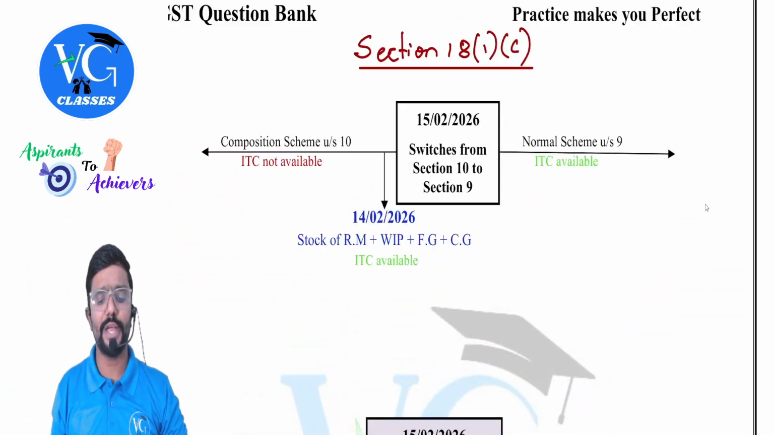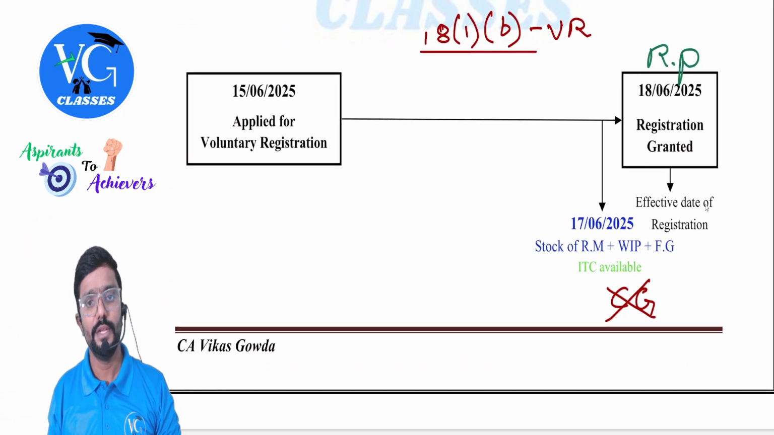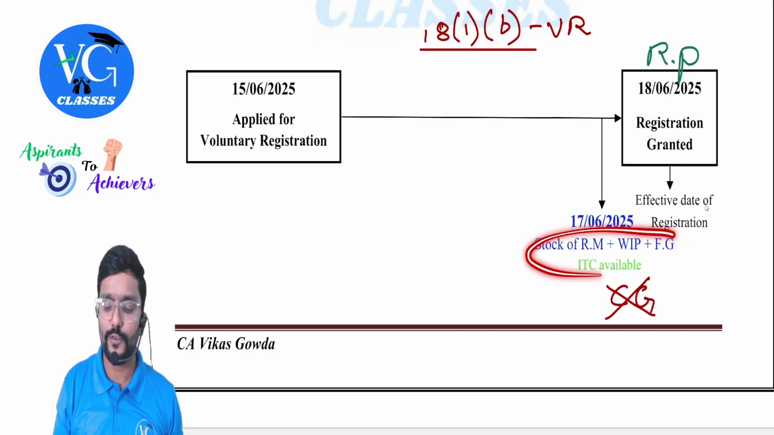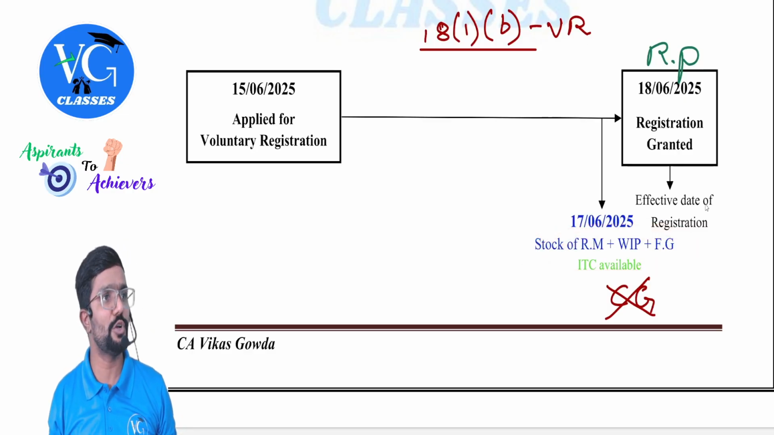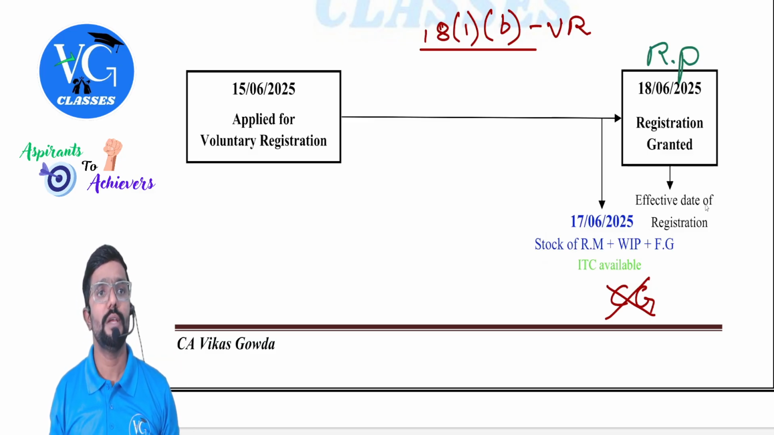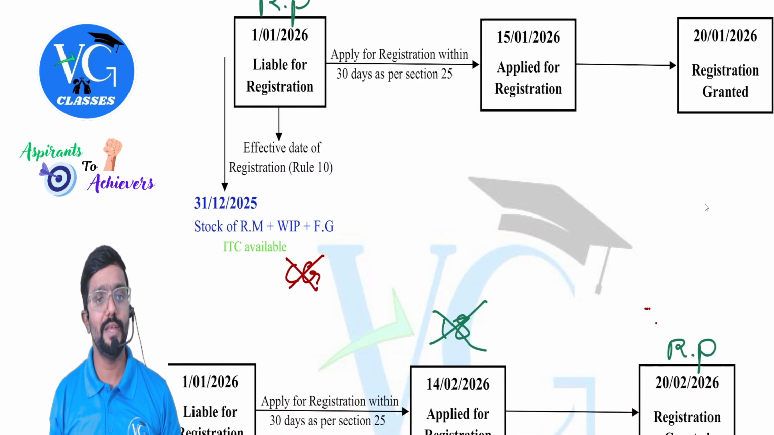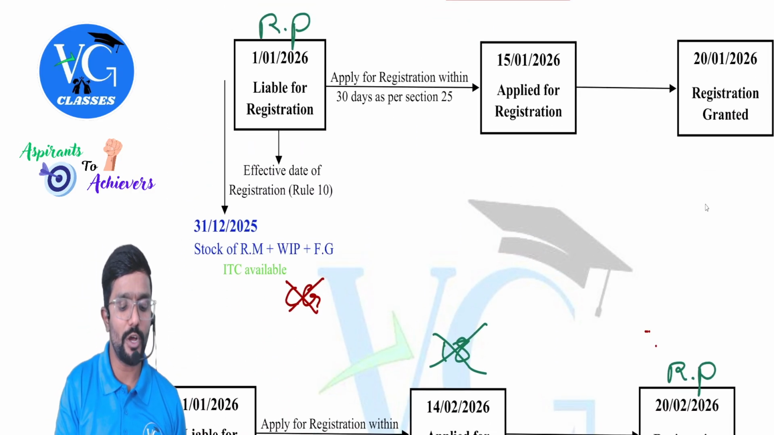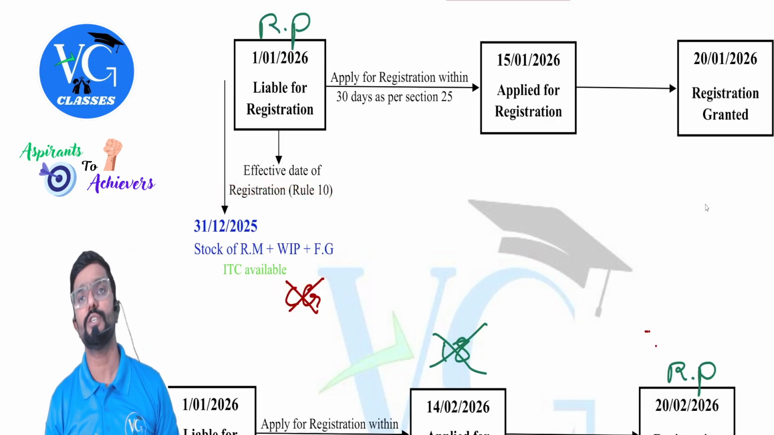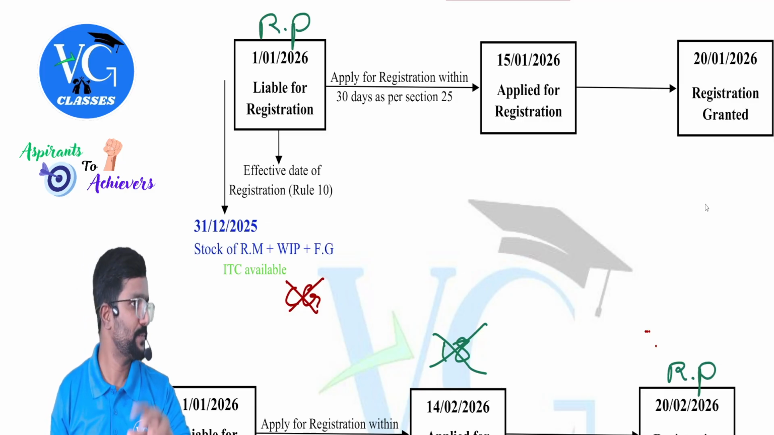Sir, what about the first two cases? They are also the same story, people. Here they are giving the credit of the stock of raw material, WIP and finished goods as on this date, no? Within 30 days, we need to give the details of stock in ITC-01. Even in the first case, they are giving the credit for the stock as on 31st December, right? Within 30 days, we need to give the details of all this.